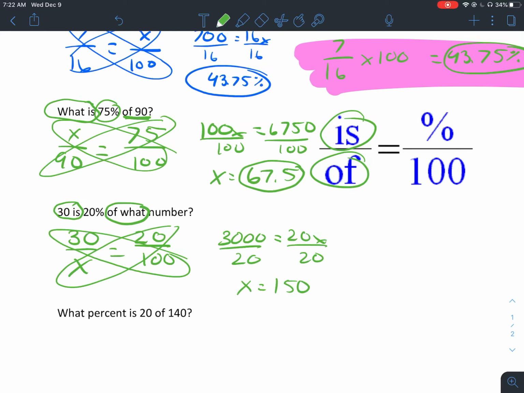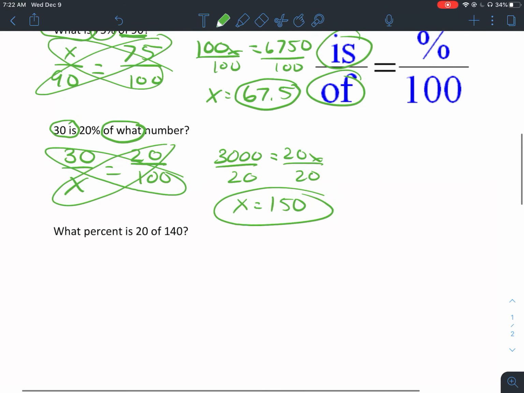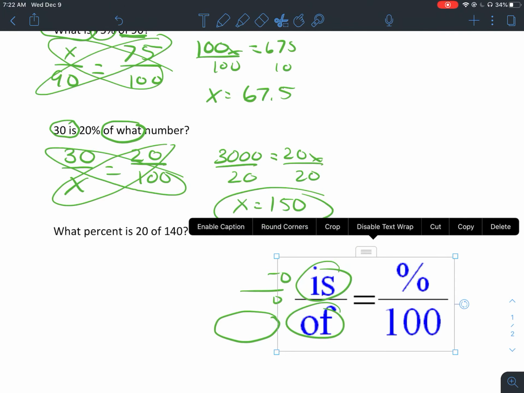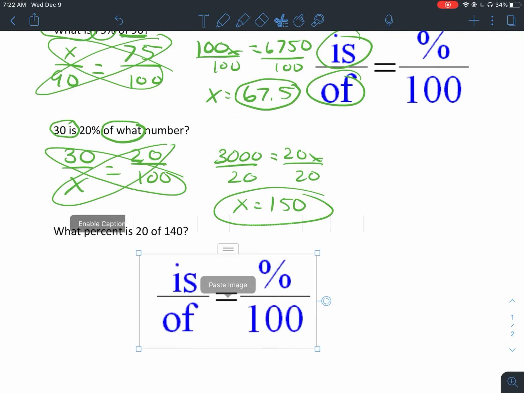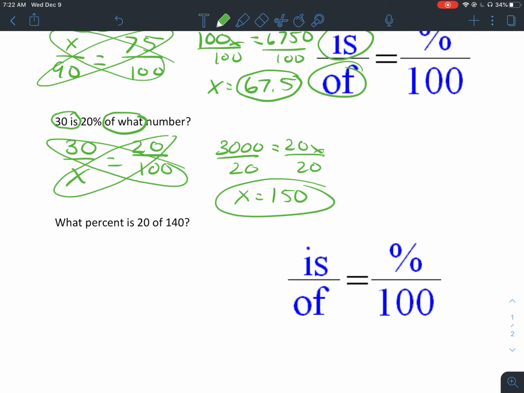You get 150. And then the last one we've got is, what percent is 20 of 140? Again, refer to this little trick. So our "is" is 20, our "of" is 140, and they're asking for the percent. So we're going to put an X in the percent.